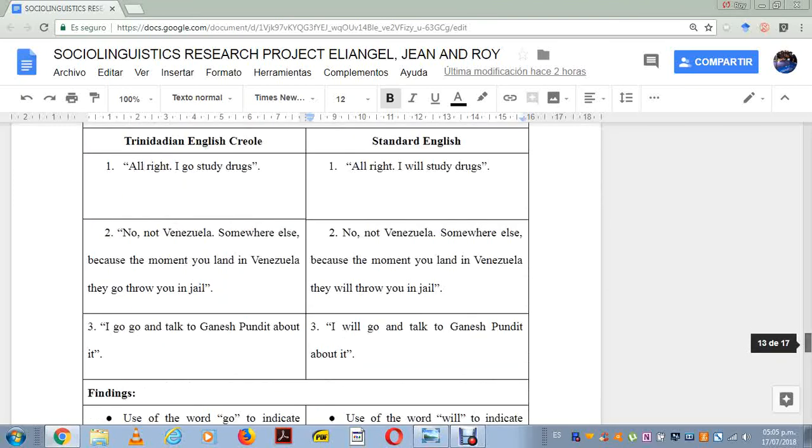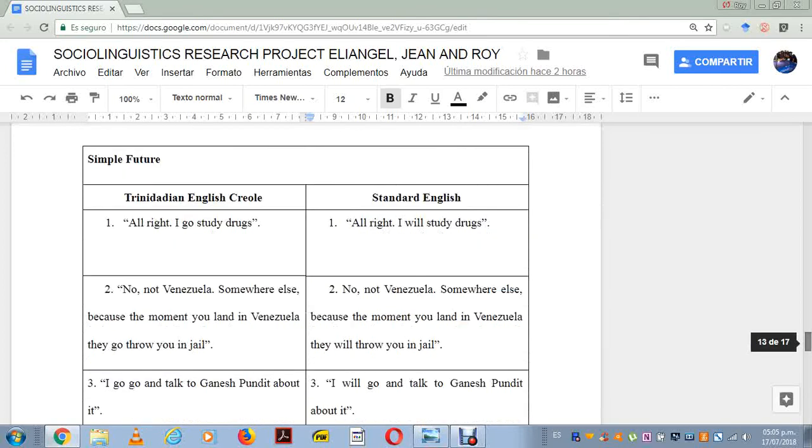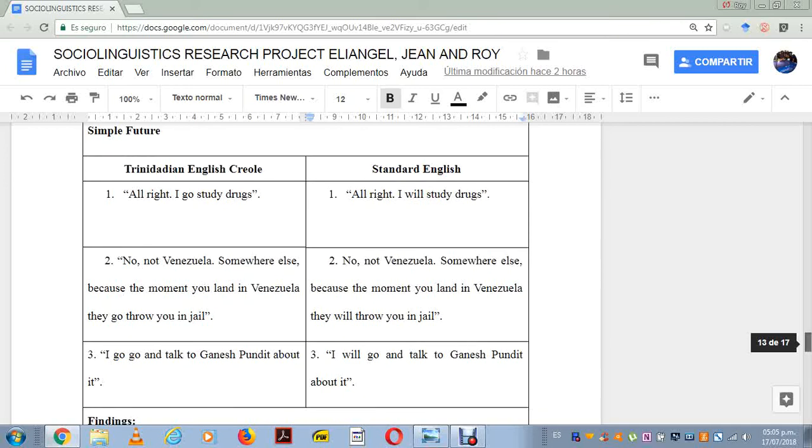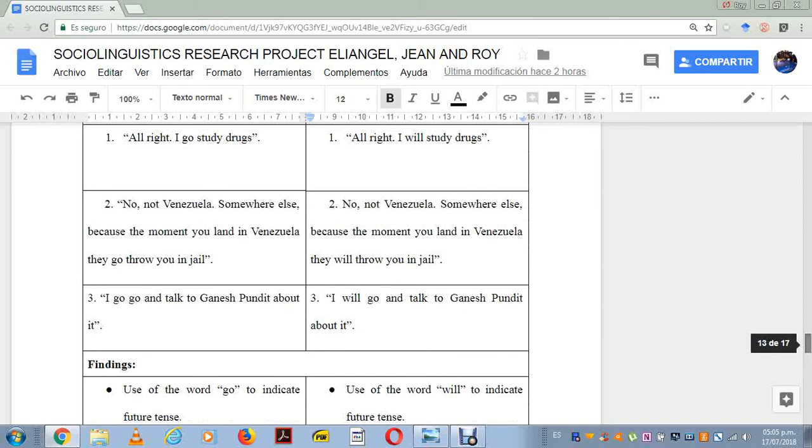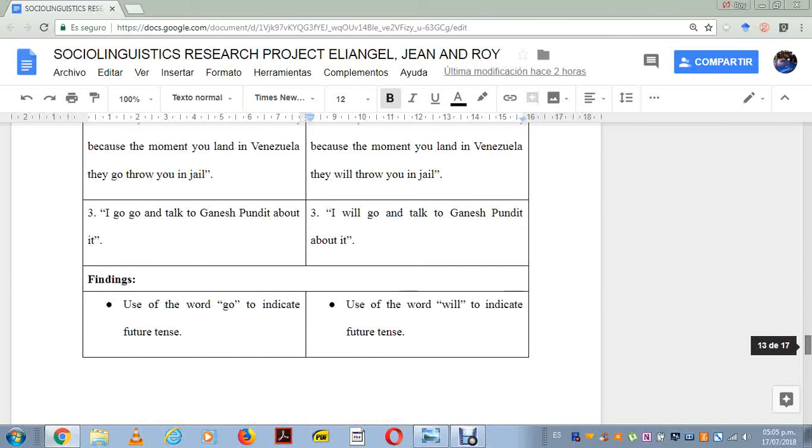In the simple future, we can see in the Trinidadian English Creole, the first example, "All right, I go study drugs." In the standard English, there is, "All right, I will study drugs." In the second one, "No, not Venezuela, somewhere else, because the moment you land in Venezuela, they go through in jail." The standard: "No, not Venezuela, somewhere else, because the moment you land in Venezuela, they will throw you in jail." The third one, "I go and talk to Ganesh Pandit about it." The standard version is "I will go and talk to Ganesh Pandit about it."